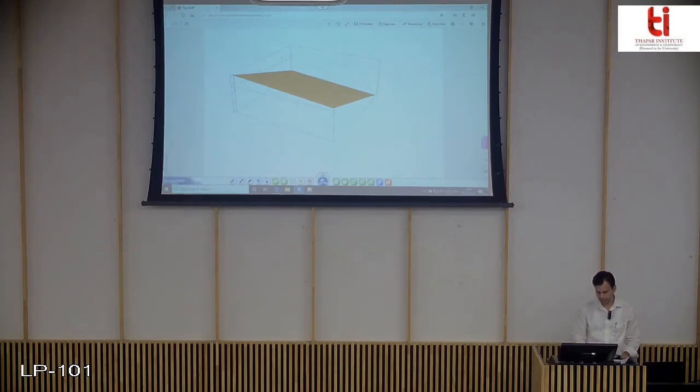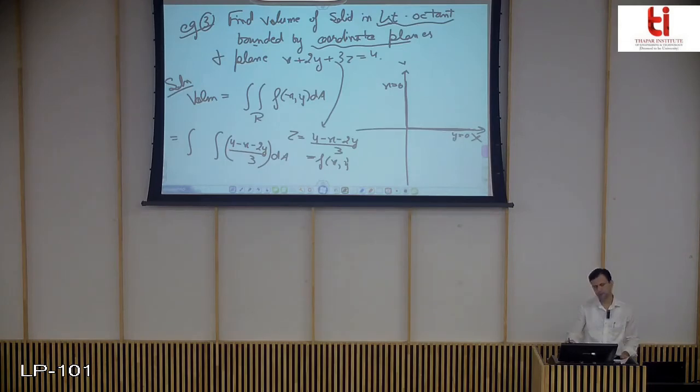But what about the other part, this side? Here you do not have a bounding curve as was in your previous question. So for such a question, what you do is put z equals 0 in the equation, and you will get x plus 2y equals 4. That is, this plane is intersecting the xy plane and generating the curve x plus 2y equals 4.